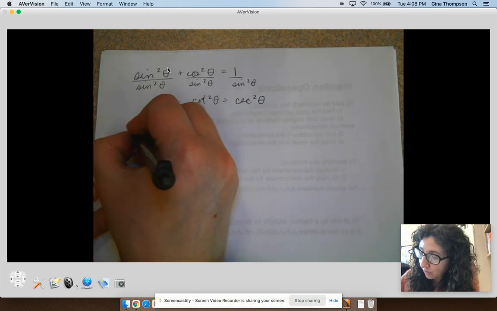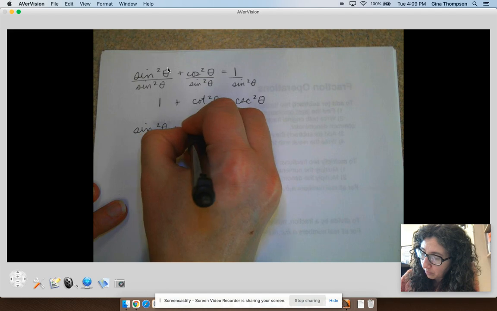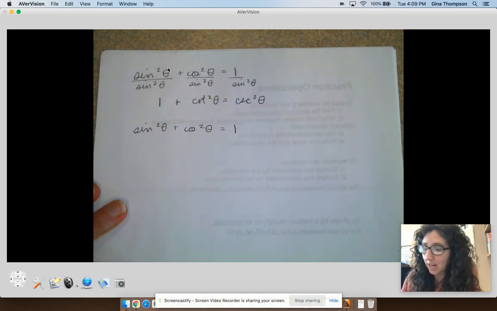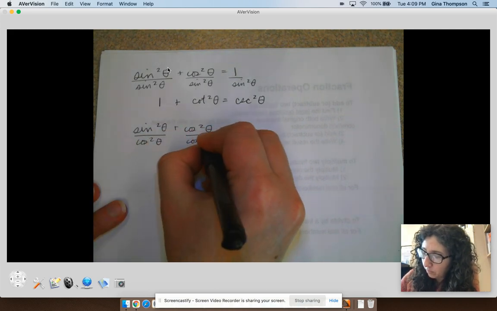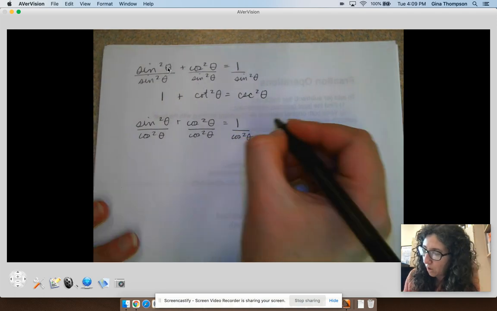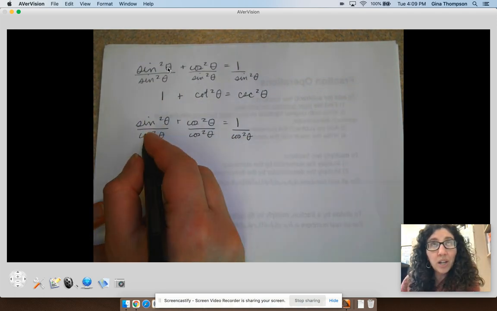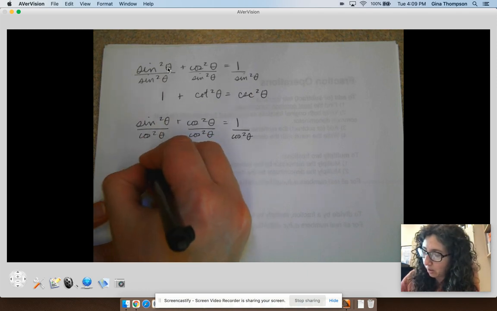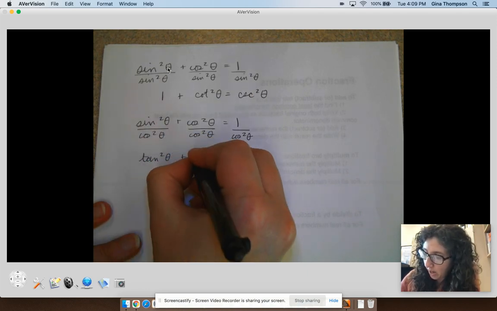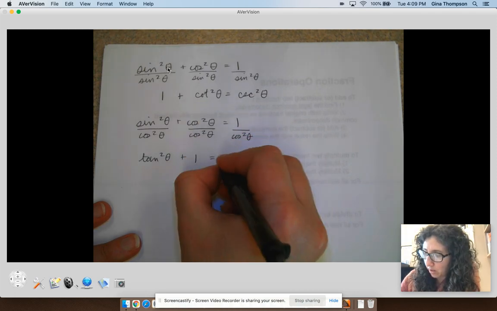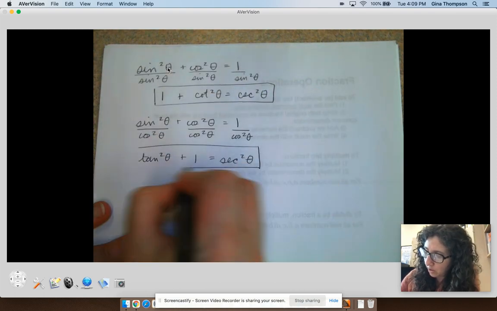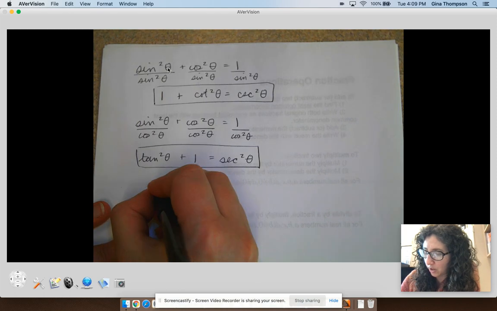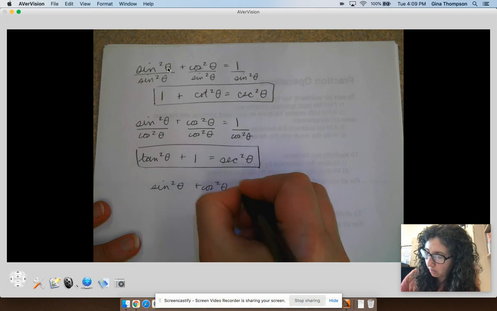Okay. What if we went the other way? So we're starting with our basic Pythagorean identity. Now let's divide everything by cosine squared. What do we get? This is sine over cosine is tangent. So this is going to be tangent squared plus 1 equals secant squared. Okay, so there are the two other Pythagorean identities other than sine squared plus cosine squared equals 1.